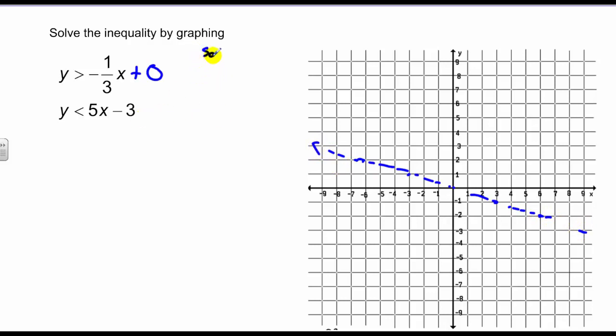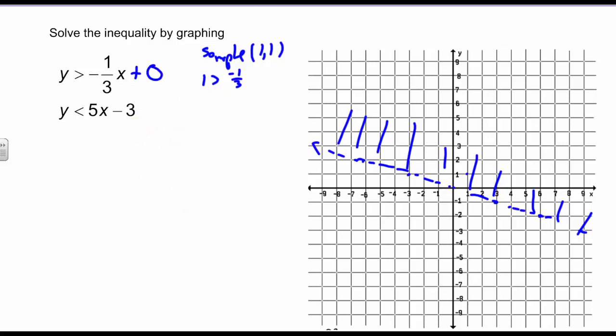I'll go sample. In this case, let's go 1, 1. So that'll be this point right here. I'll use as a sample point. And if I put 1 in, is that greater than negative 1/3? The answer is true. So I'll shade this way for the first equation.